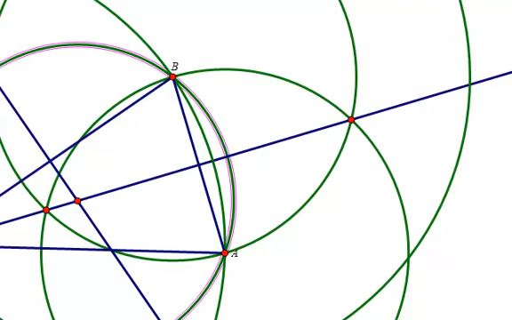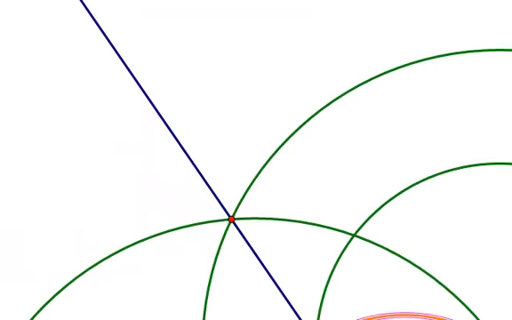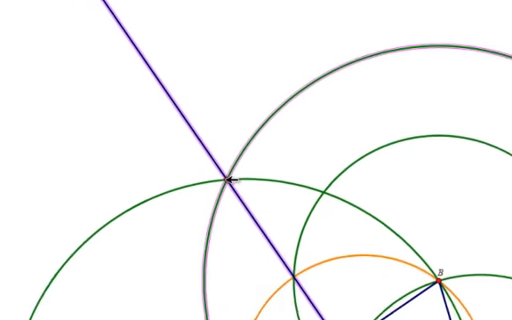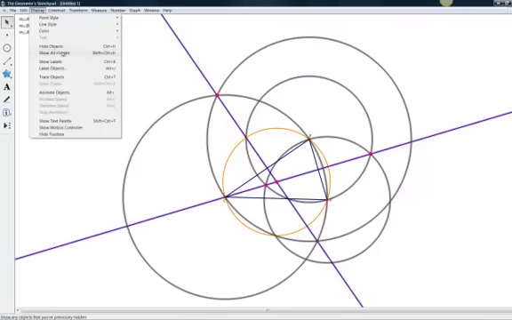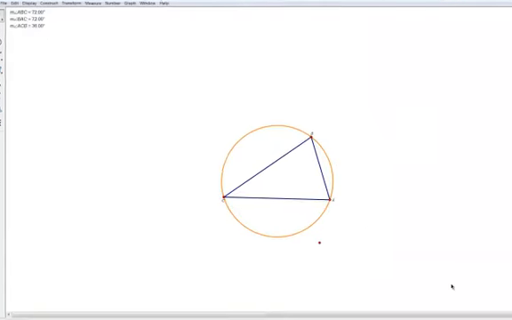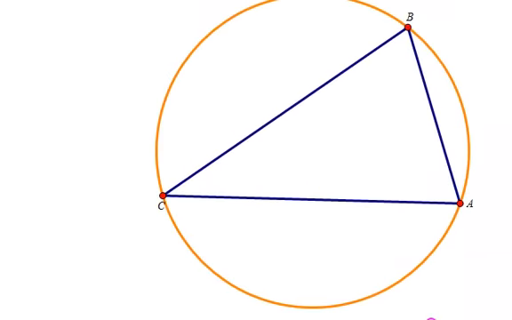And to see that better, we can change the color of this circle to, say, orange, and we can also hide these unnecessary objects. Okay, so now we just have an isosceles triangle and the circle that encompasses all of these vertices.